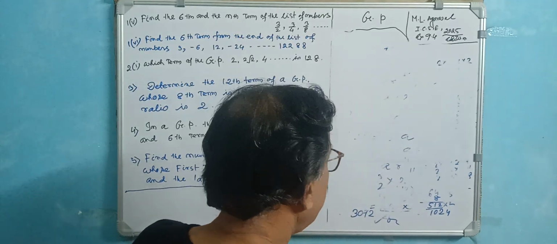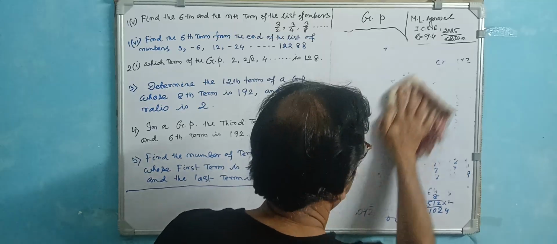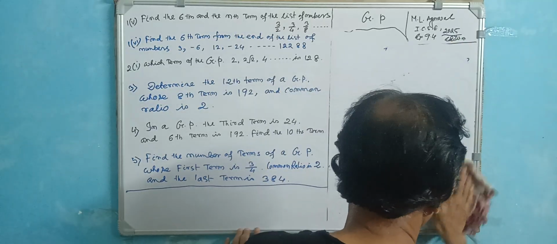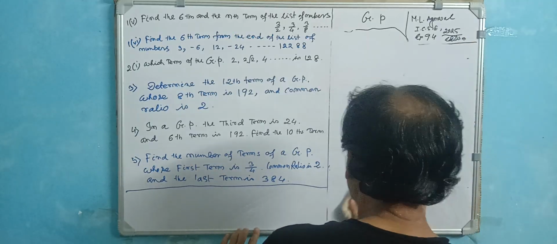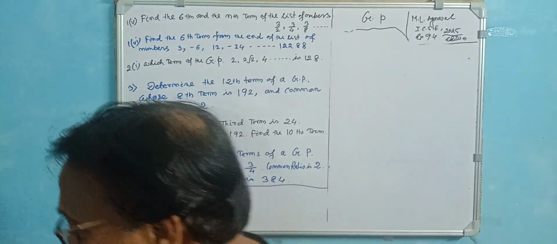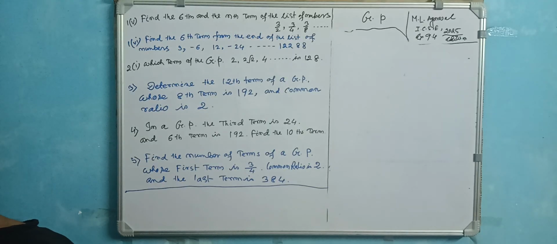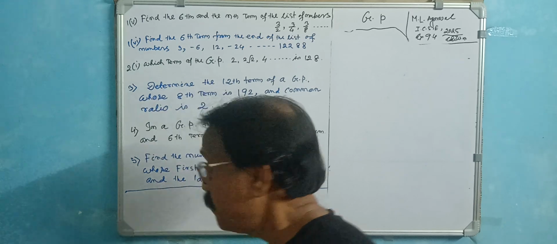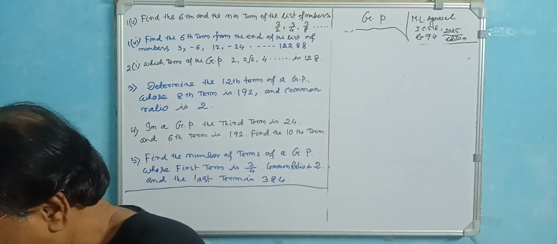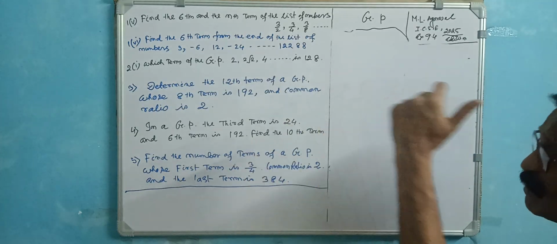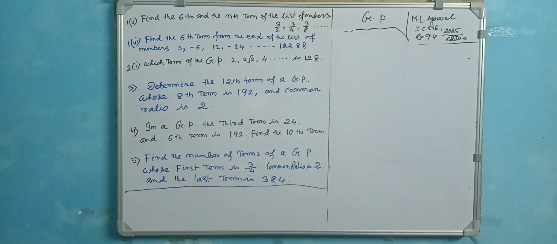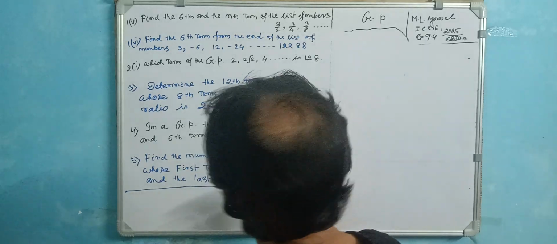Don't be afraid to see any sums. You just follow my process. I try my best to solve the sum in the easier way. Clearly understand. Okay. Now the sum number 4. Only one sum is left. You just write here the sum number 4. Okay.